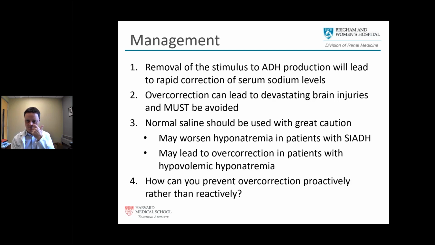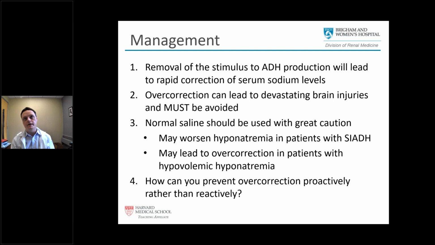All right, so how do you manage these patients? So the first thing is that the removal of the stimulus to ADH production will lead to rapid correction of the serum sodium levels. And this may seem like a good thing because you're going to fix it quickly, but overcorrection can lead to devastating brain injuries and must be avoided.